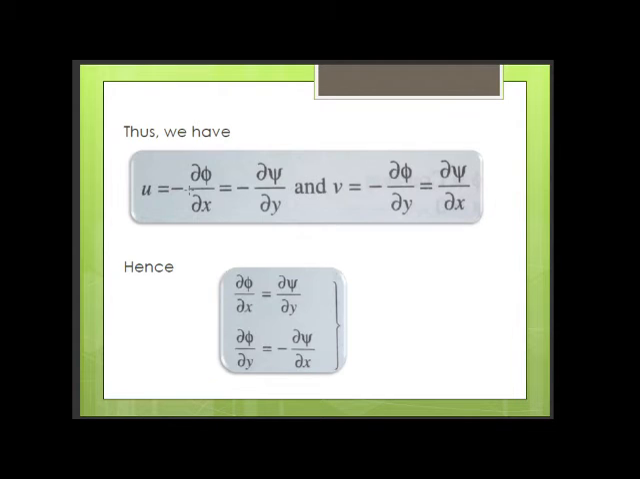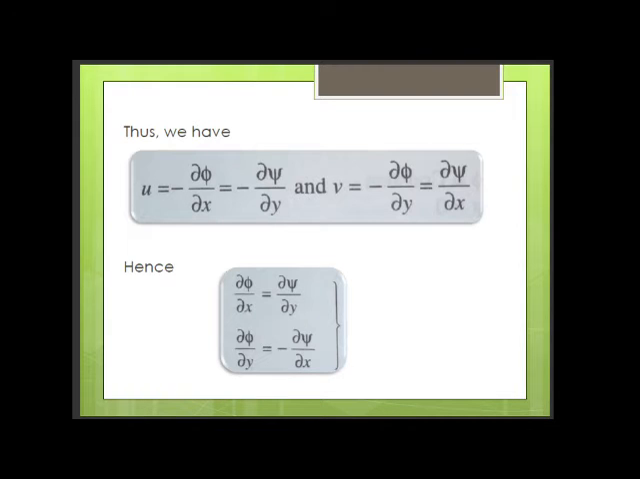From that we get u = −∂φ/∂x = −∂ψ/∂y, and v = −∂φ/∂y = ∂ψ/∂x. Okay, so hence we get the final relation between φ and ψ as ∂φ/∂x = ∂ψ/∂y, and also ∂φ/∂y = −∂ψ/∂x. These two equations indicate the relationship between the velocity potential function and stream function.